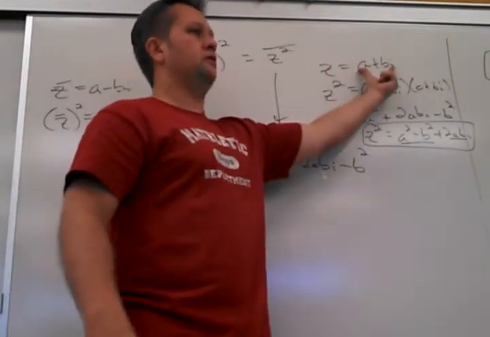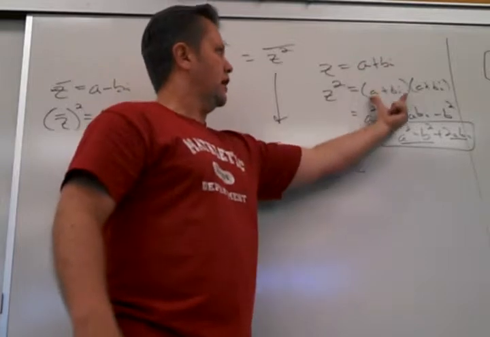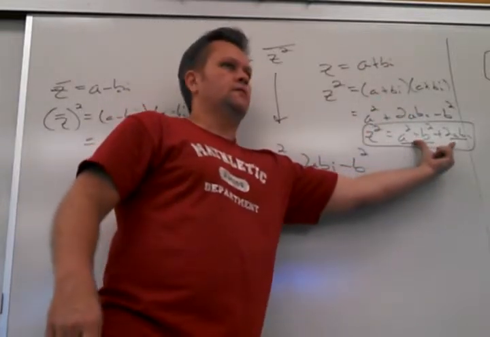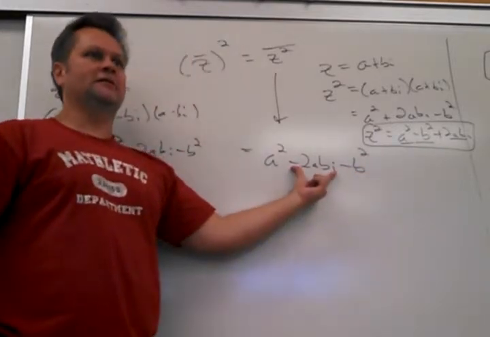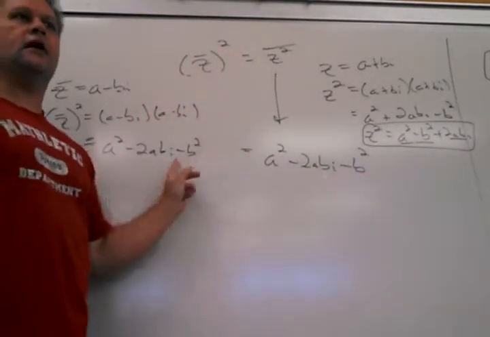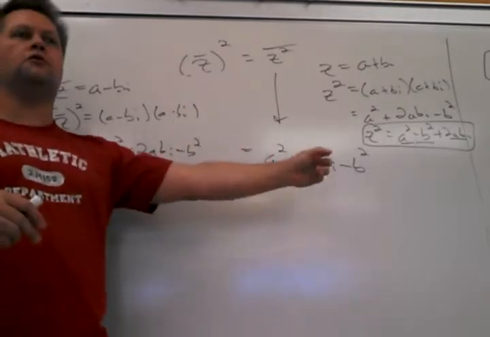This is every complex number at once. So every complex number squared will look like this. Their conjugate will look like this. And this side ends up being the same. So there, I've proven it. That side does equal that side.